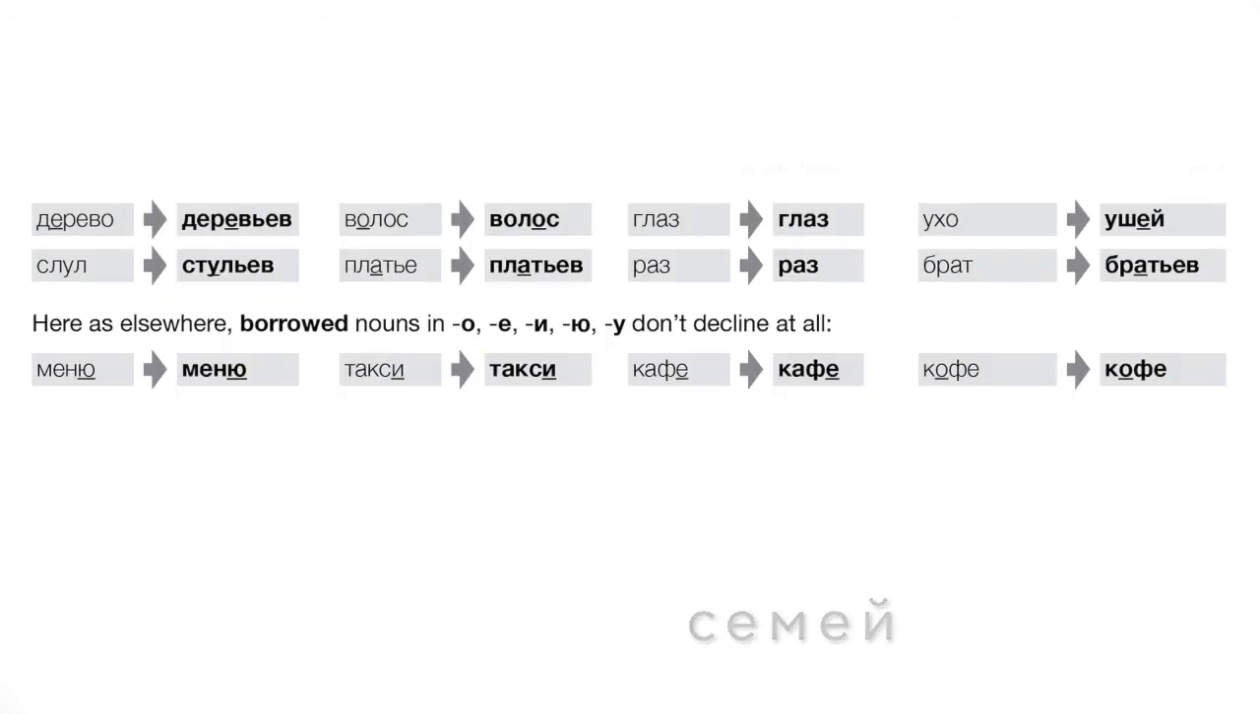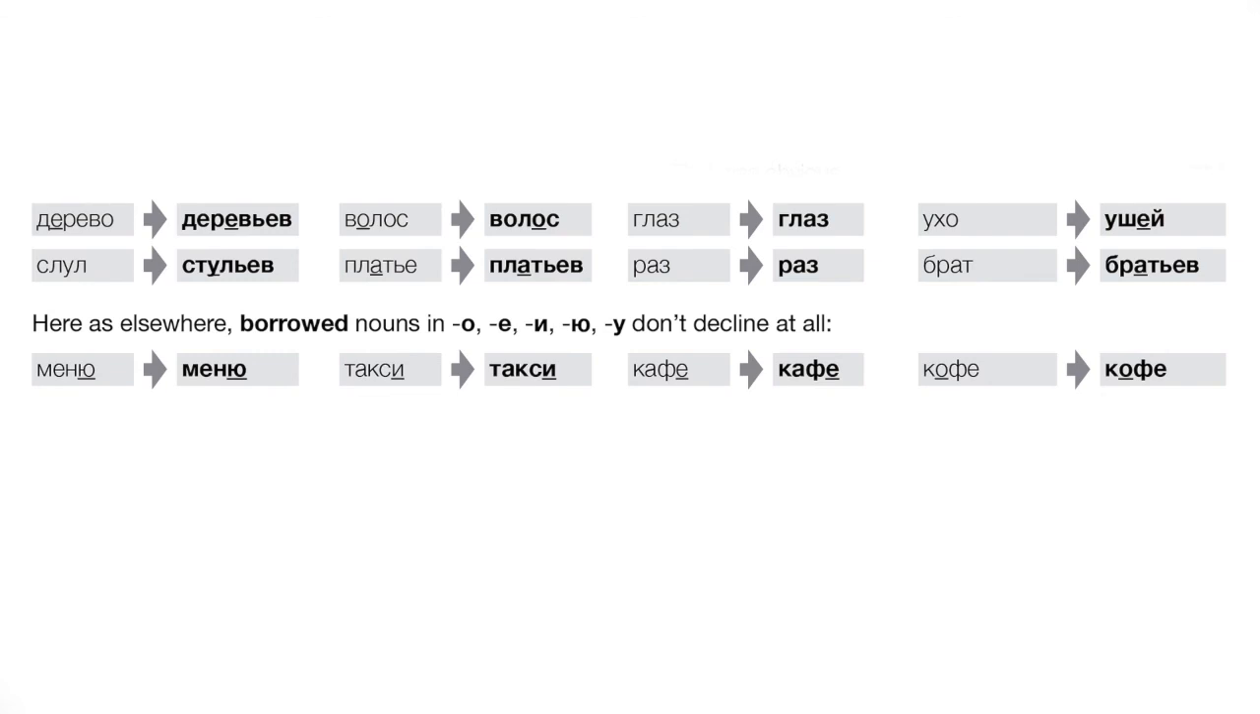Okay, now a few exceptions just quickly, and these are sort of hard to account for, so let's just look them over. Дерево becomes деревьев, стул, стульев, волос, волос. Платье, платьев, right, that's pretty weird for a soft neuter. Глаз, глаз, раз, раз. Okay, those are two examples of actually a very old pattern.